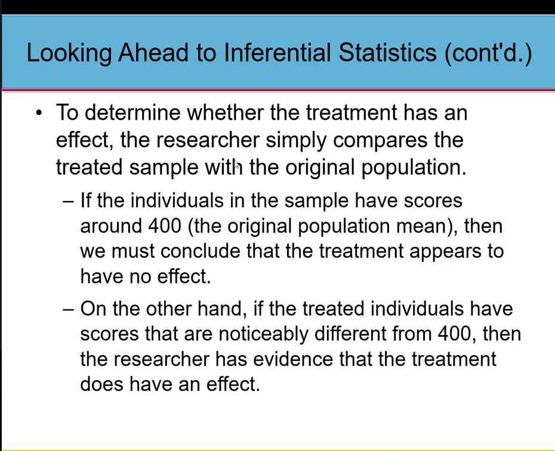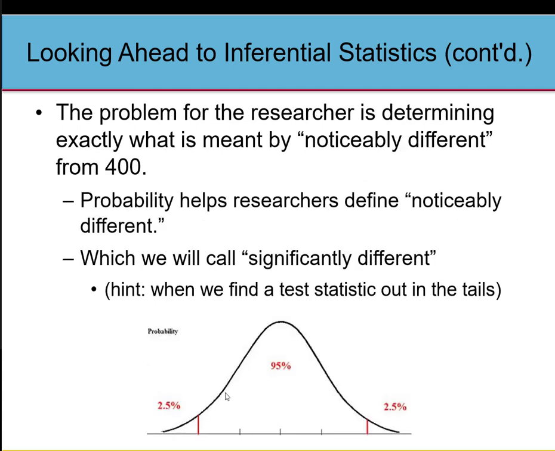So the researcher simply compares the treated sample with the original population. If the individuals in the sample have scores around 400, the original population mean, then we must conclude that the treatment appears to have no effect. On the other hand, if the treated individuals have scores that are noticeably different from 400, then the researcher has evidence that the treatment does have an effect.